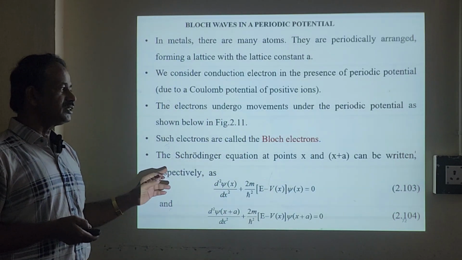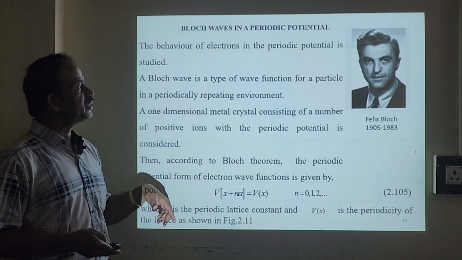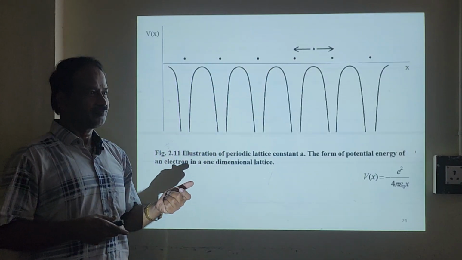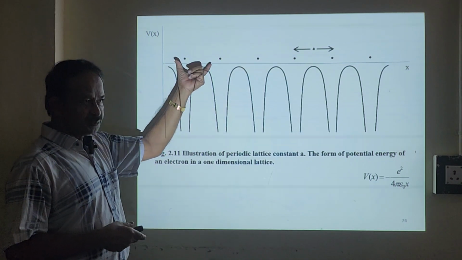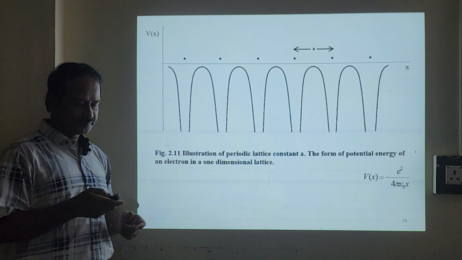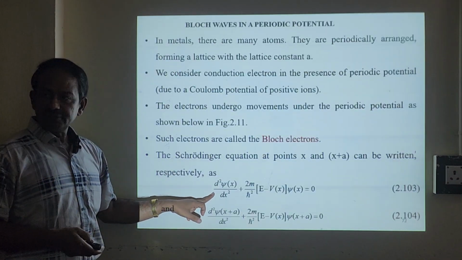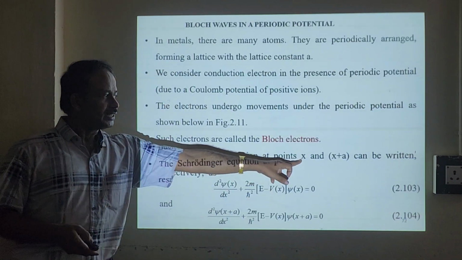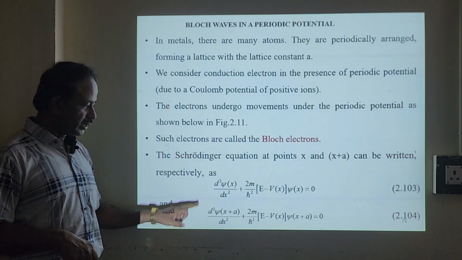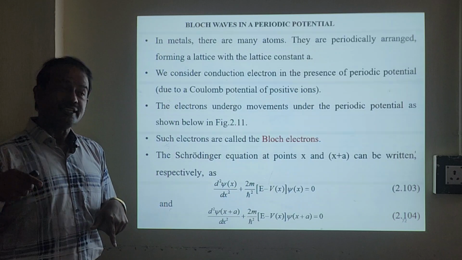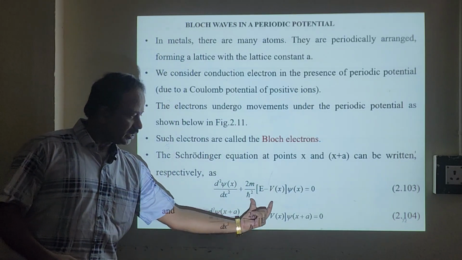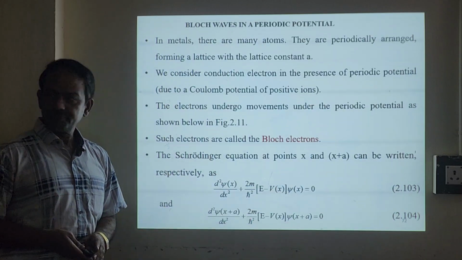The Schrodinger equation at points x. For example, if you consider this is x, and this will be x plus a. x plus a goes on because a is the periodicity. So the Schrodinger equation at the point x is given by this expression. Similarly at x plus a, x becomes x plus a, the same thing.